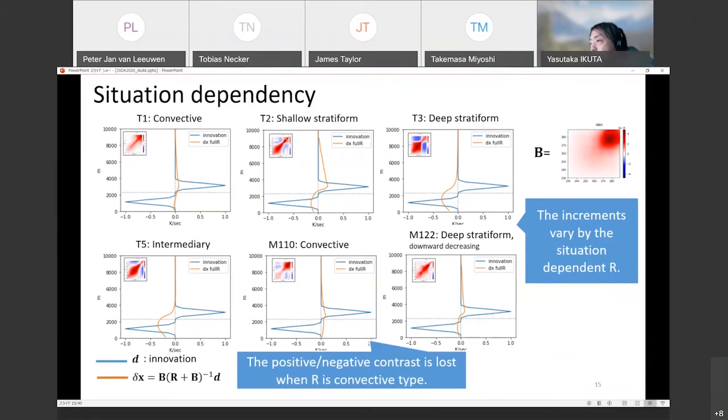So next we will show the situation dependency. The increments given are the same as in the previous slide. So we can see that the increments are different depending on the precipitation pattern. For example, in the convective type, the positive and negative contrasts are lost.